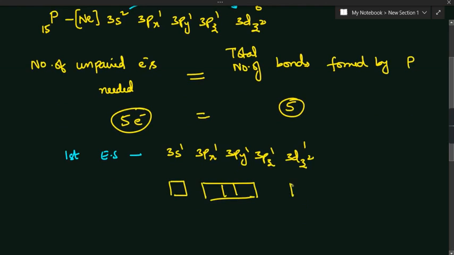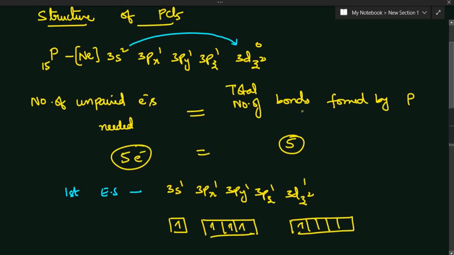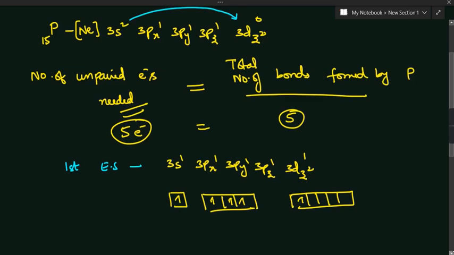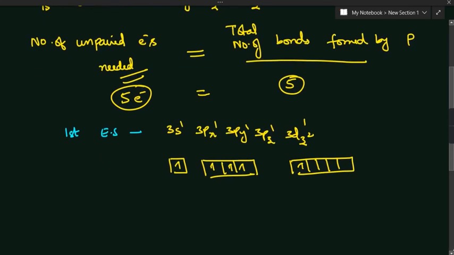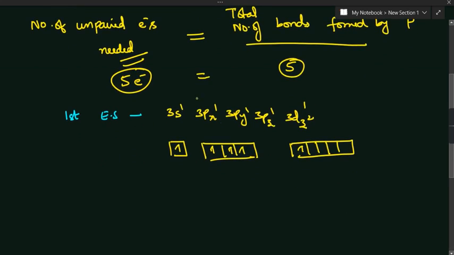So these are the d orbitals, each having one electron and total 5. So first we need to find out the number of unpaired electrons needed, that will be equal to the total number of bonds formed by the phosphorus or central atom. So 5 bonds it is forming, so therefore I need 5 unpaired electrons.